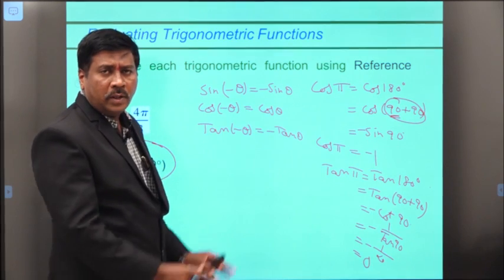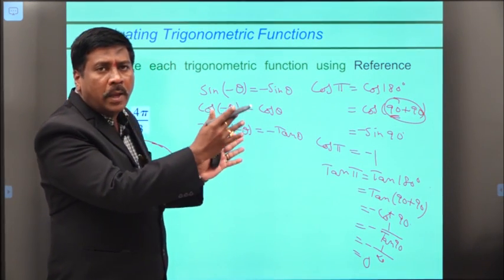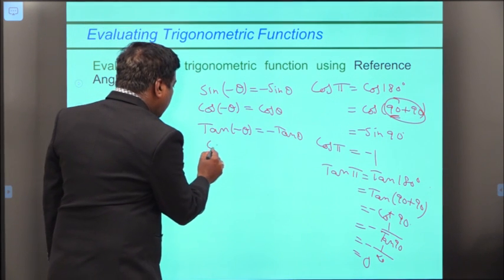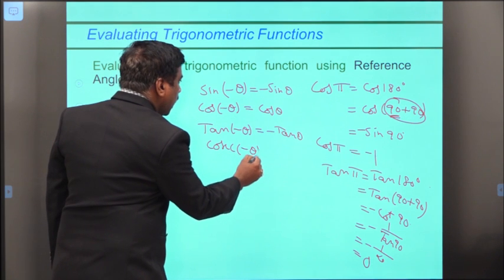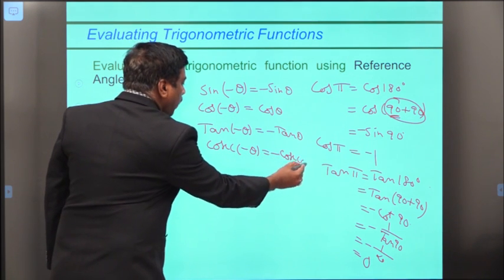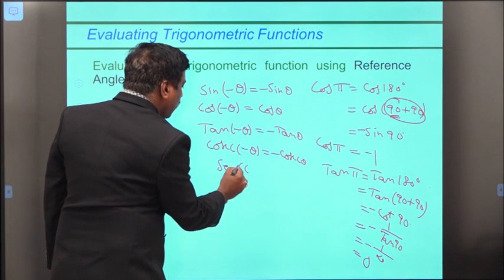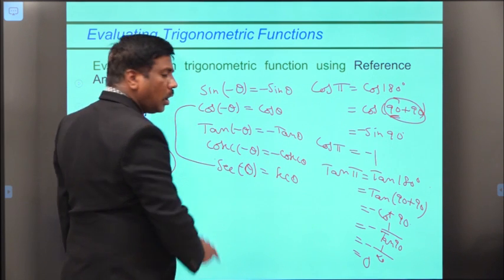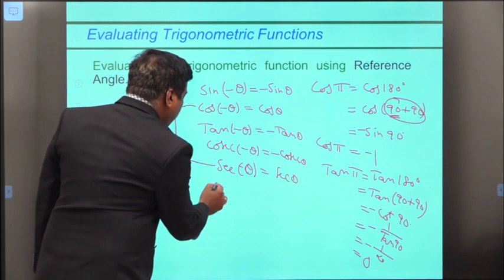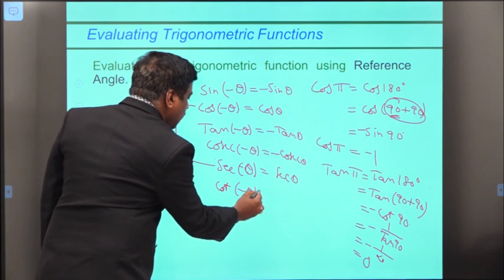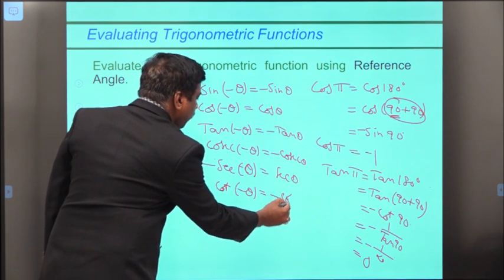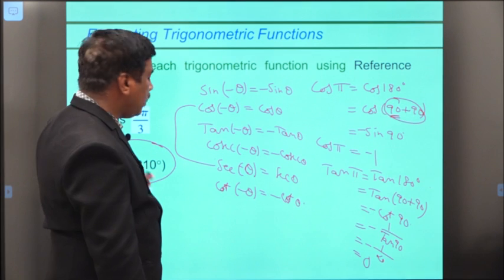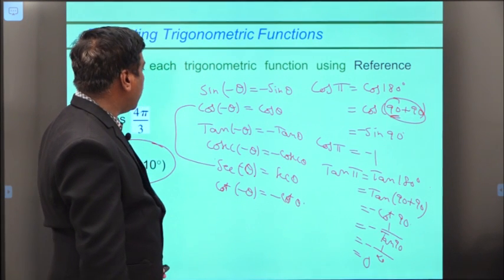Whatever rules are applicable here are applicable to the reciprocal trigonometric ratios also. That means cosecant of minus theta equals minus cosecant theta, and secant of minus theta equals plus secant theta, because cos and secant are both even functions. And cot of minus theta equals minus cot theta. By using this, I have to evaluate the second value, that is tan of minus 210 degrees.